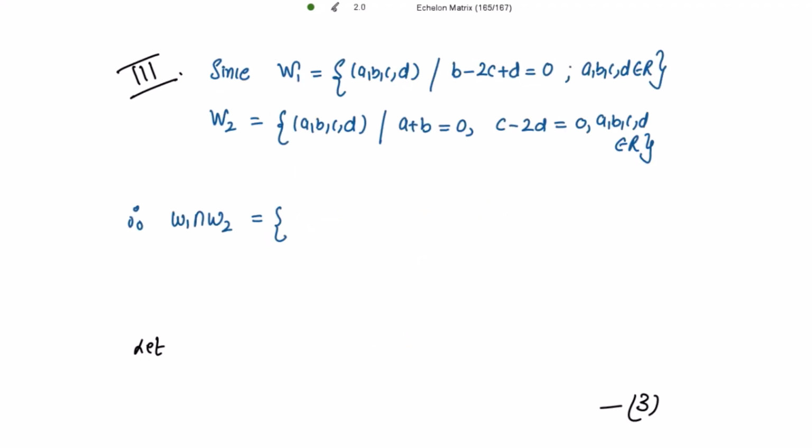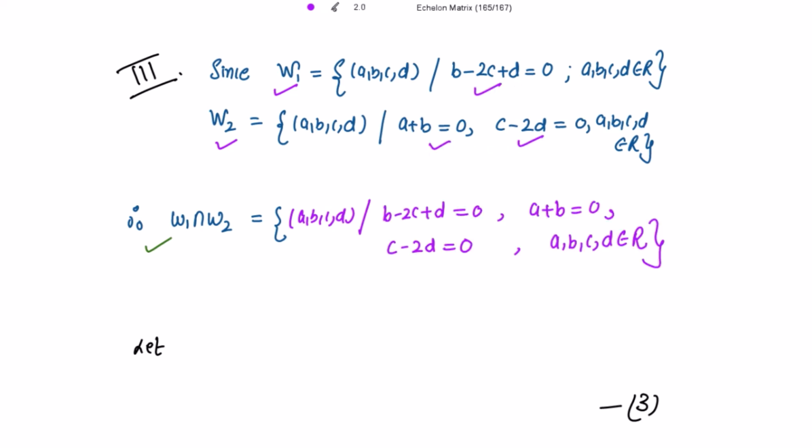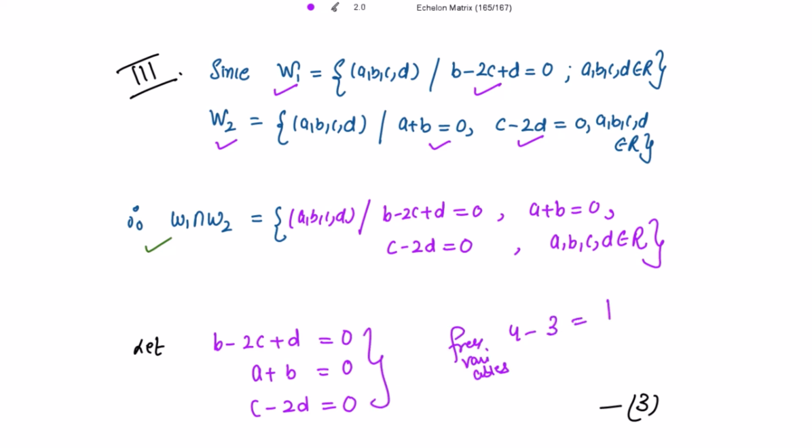Now to get the dimension of the intersection of the subspaces, since W1 is given as this and W2 is given as this, what kind of elements are present in W1 intersection W2? All the vectors of the kind A, B, C, D such that you have to satisfy all these three conditions. Right? Okay, let's write these equations now. So the number of free variables is the number of variables minus the number of equations, 3. So 4 minus 3 is 1.